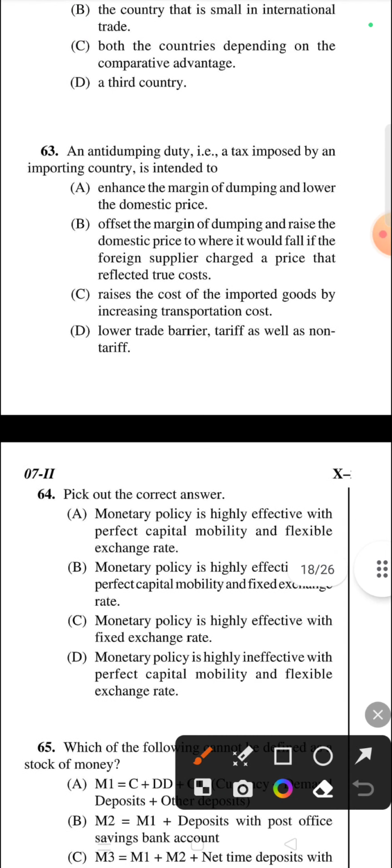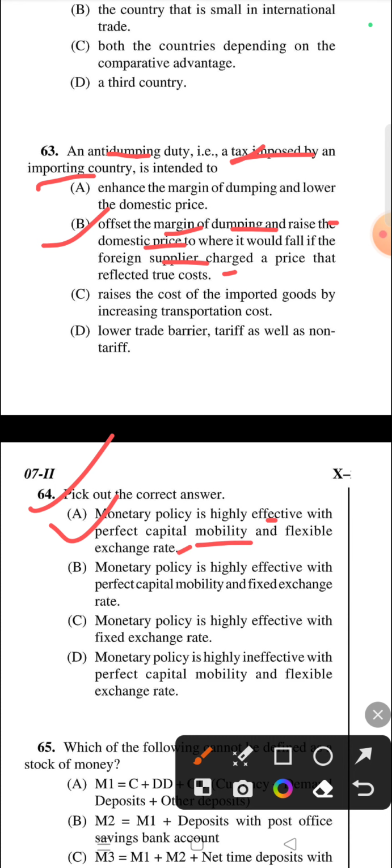Question number 63. An anti-dumping duty, that is tax imposed by importing country, is intended to option B, offset the margin of dumping and raise the domestic price to where it would fall if the foreign supplier charged a price that reflected true cost. Question number 64. Pick out the correct answer. Right answer is option A. Monetary policy is highly effective with perfect capital mobility and flexible exchange rate.